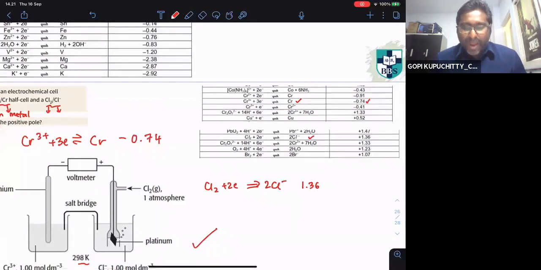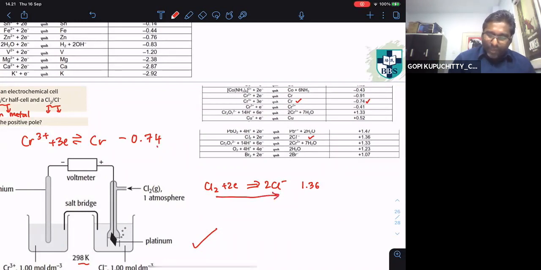Now I'm going to compare between these two. Which one is more positive? You see, this one is more positive compared to this. This one will go here. This one will go here.